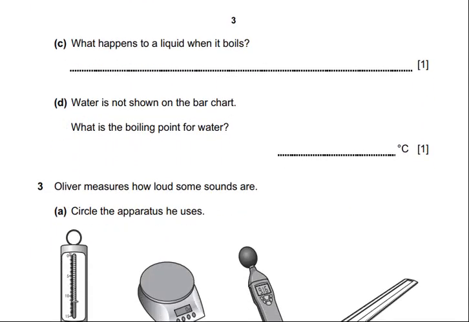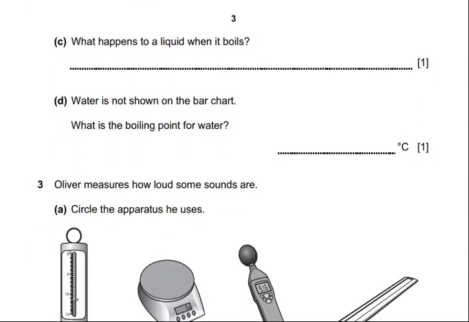Next page. Question C. What happens to a liquid when it boils? Of course, when we boil a liquid, it evaporates or it turns into gas. Question D. Water is not shown on the bar chart. What is the boiling point for water? We have already studied that the boiling point of water is 100 degrees Celsius, although it's not shown here in the bar chart, we know that it is 100.